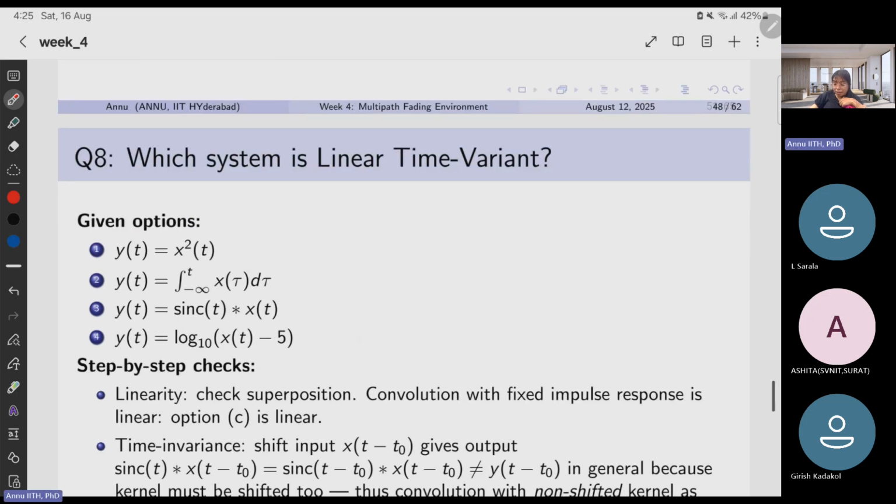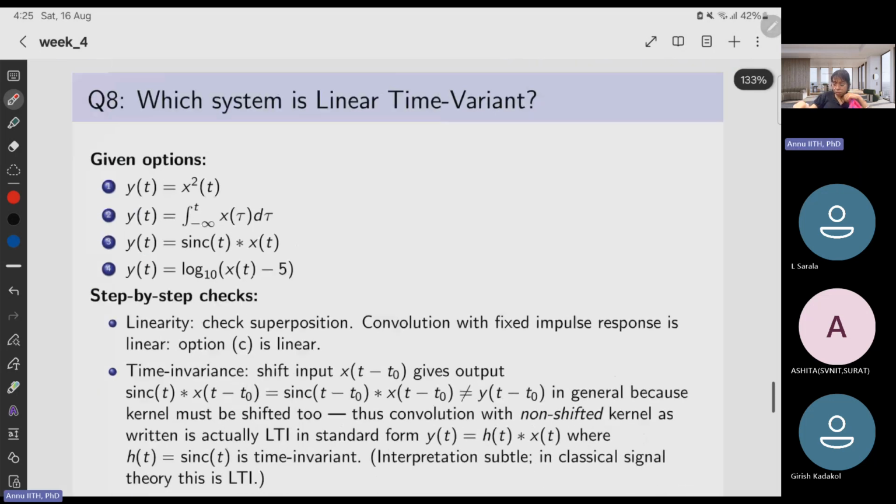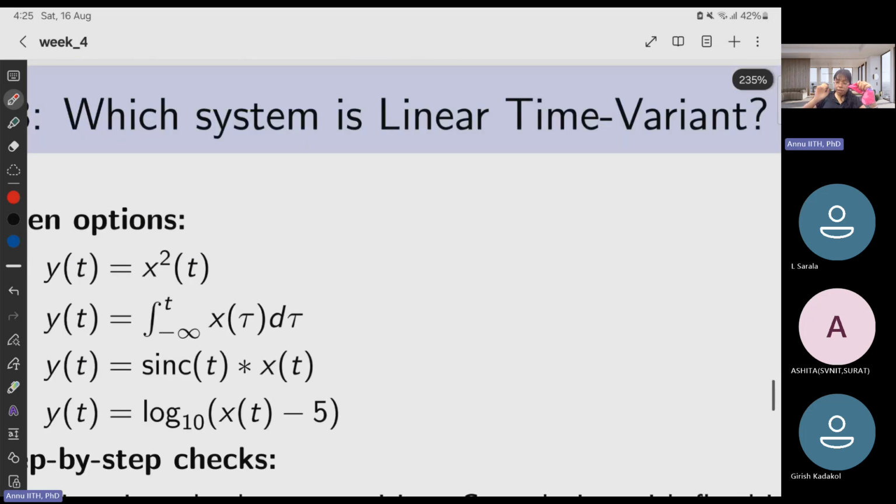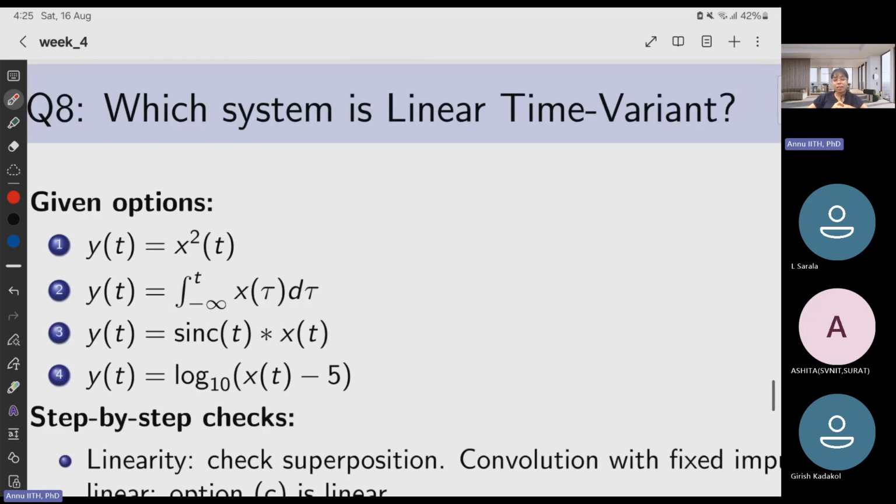That's it. And this was also one of the very good numerical questions: y(t) equals x square of t, y(t) equals integration of x(t), y(t) equals sin t, or convolution with x(t), and y(t) equals log 10 of x(t). So one of my tricks: if it is changing the order of any signal, then it is nonlinear in nature. Since the order is x of t and you're changing it to square of t, it is nonlinear in nature. Also, two properties should be followed: superposition and scaling.